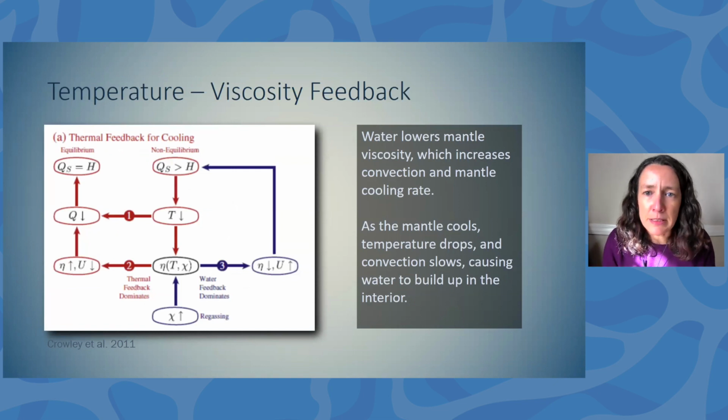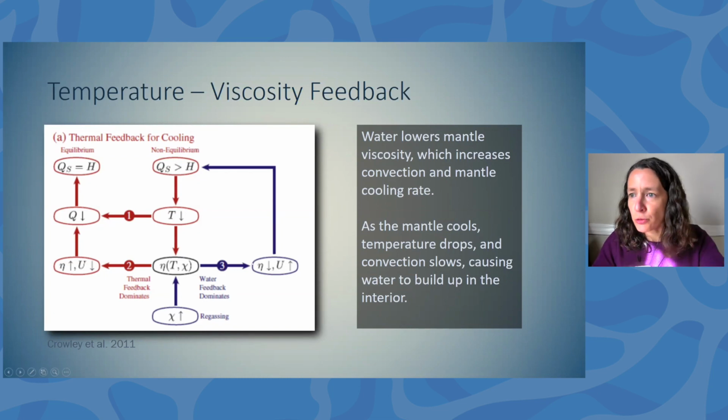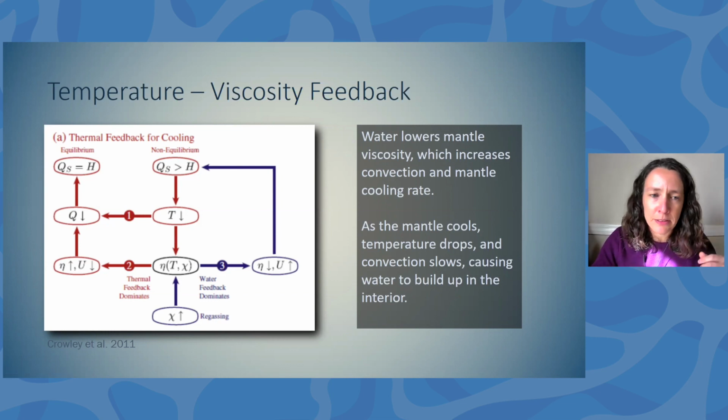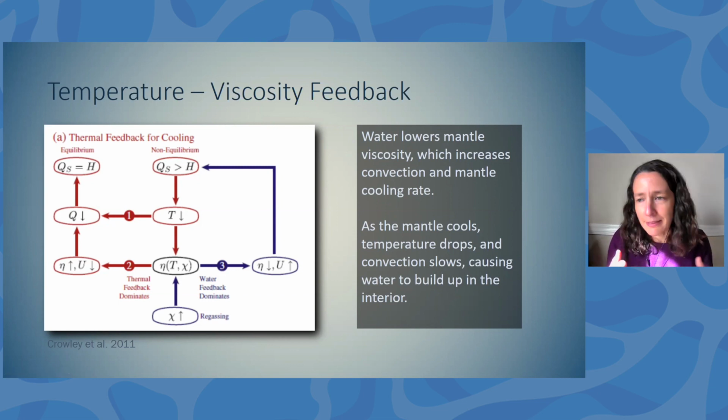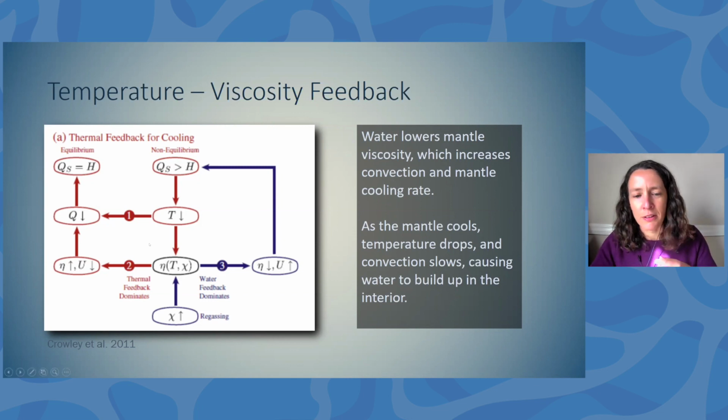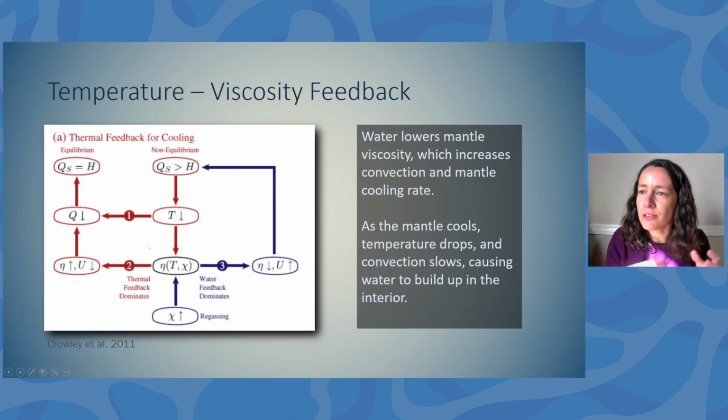And so what happens is there's this temperature viscosity feedback, where as we add water into the mantle, through regassing or ingassing, it modifies the viscosity of the mantle, which causes the viscosity to drop, and that will allow the mantle convection rate to increase. That lets us put more heat out, and that causes the temperature of our interior to drop. And that then modifies the viscosity, which causes the viscosity to increase, slows convection, and allows water to build back up in the interior. So there's this feedback loop with water modifying the internal properties of the planet.